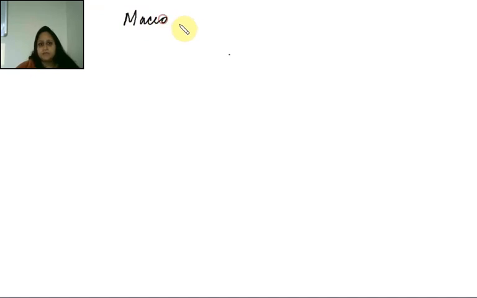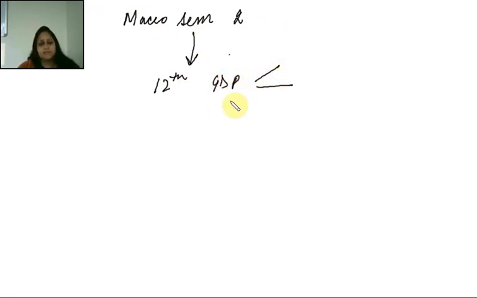Now, Macro Sem 2 is very different from what you did in Macro in the 12th standard. First, I'll talk about how in the 12th standard you spoke about national income accounts, where you learned GDP calculation through the income method, the expenditure method and the value added method. So we repeat the same concept now in your first year.